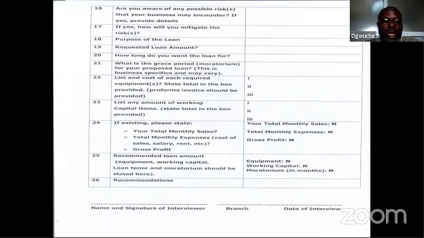Okay. List and costs of each required equipment. And we'll just discuss the equipment requirement. Now we just gave an example of poultry. We're looking at pens.